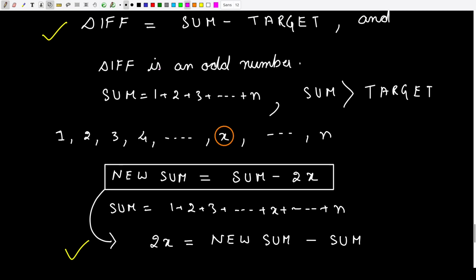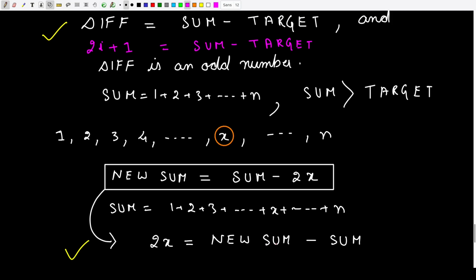So over here the difference is an odd number. So what we can also write down is the difference is an odd number. This will be represented by 2i plus 1, and this is equal to sum minus target, and this is what we want to achieve.